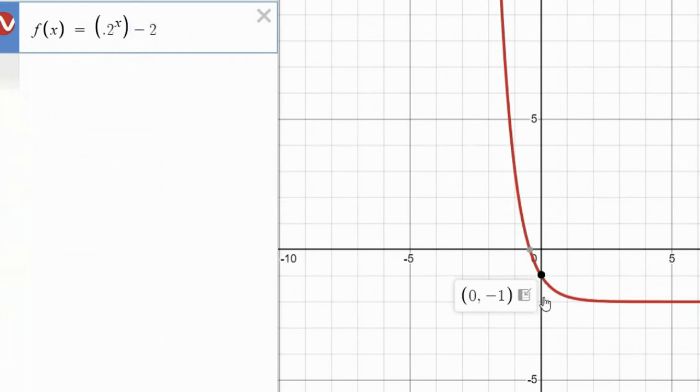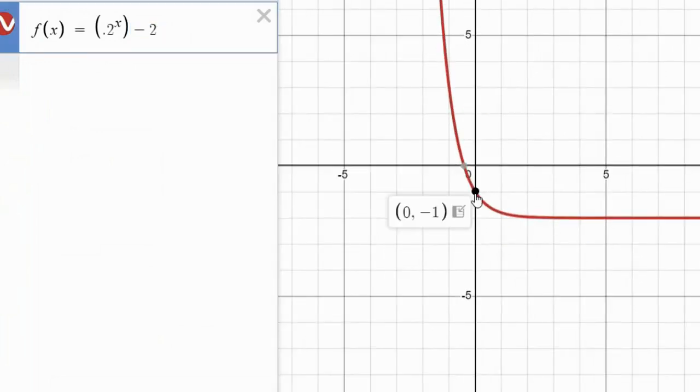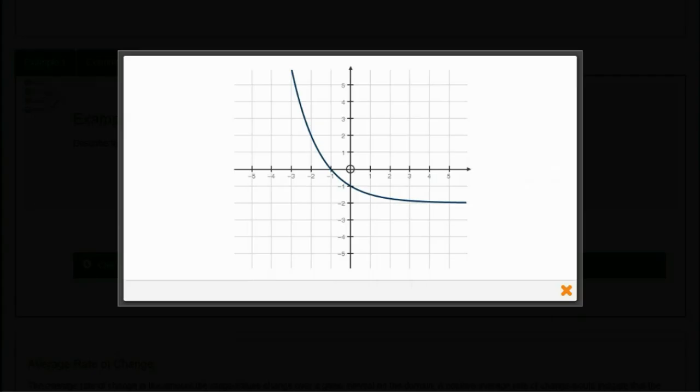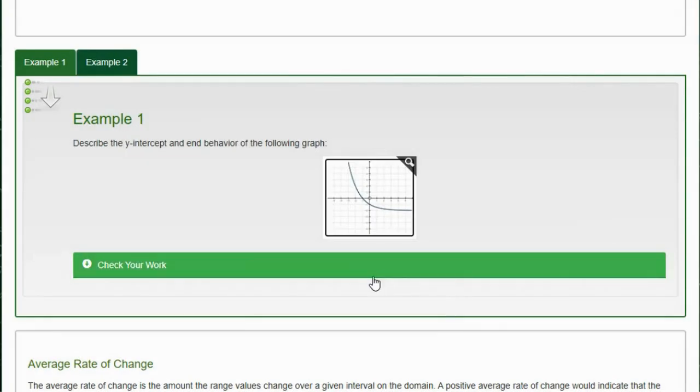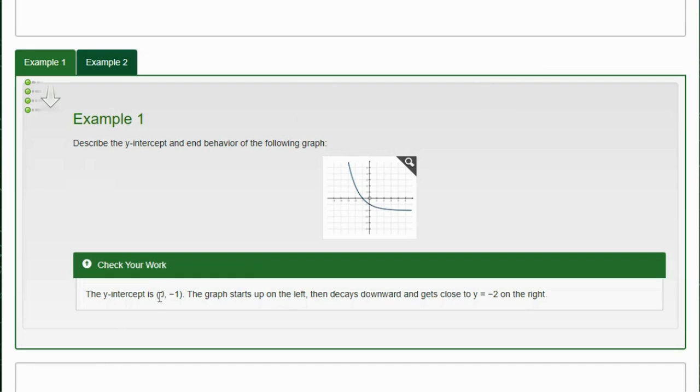Look, now we have a y-intercept of negative 1, and it approaches negative 2, because this is a translation up and down. When you put a number on the end, just like we did with quadratics, just like we did with any other polynomial, when you put a number on the end, plus or minus, it'll raise it up or down based on that number. So these work exactly the same. The translation works exactly the same as it did with all the other functions we've looked at. Check your work. The y-intercept is 0, negative 1. Graph starts up on the left, goes downward and close to y equals negative 2 on the right.